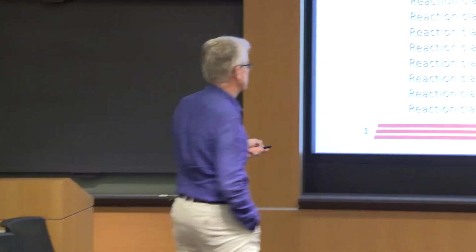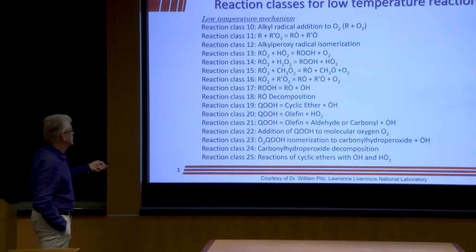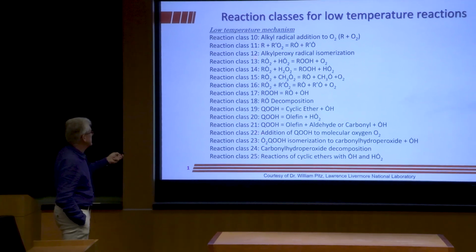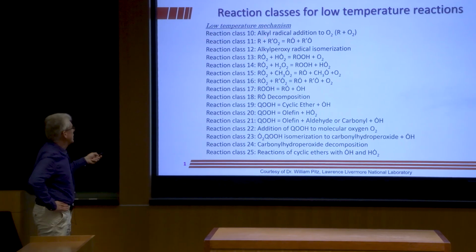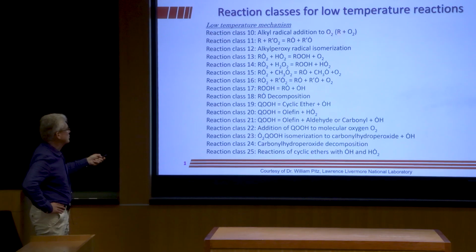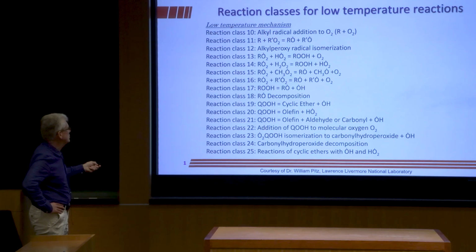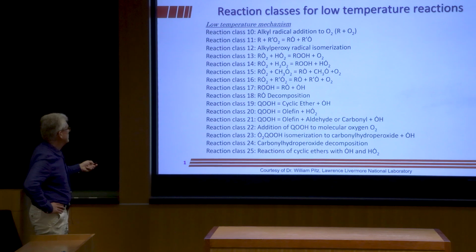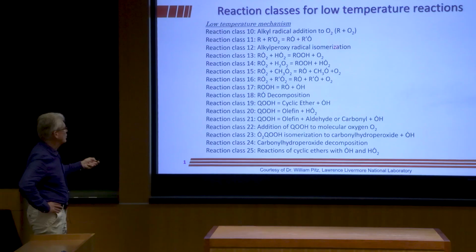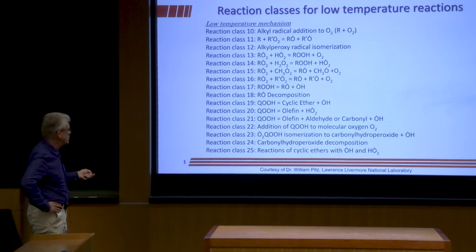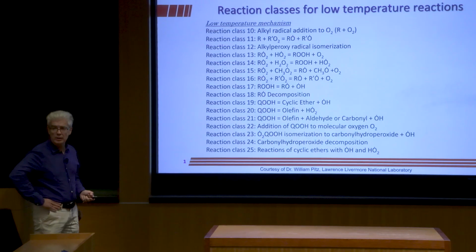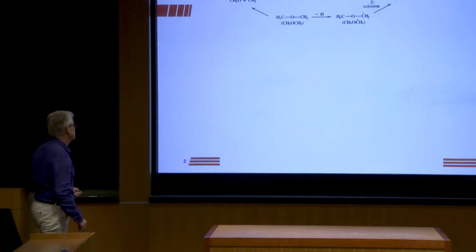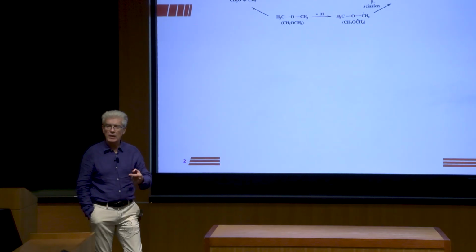So at low temperatures, as I said, we have these traditional additional 16 reaction classes, which gave us 25 reaction classes. So it involves allyl radical addition to O2, R plus O2. And then the reactions of RO2, one of the most important ones will be alkyl peroxy radical isomerization to hydroperoxy alkyl radical, QOH. And then the reactions of the QOH, giving you cyclic ether, olefin plus HO2, and then going on to give you chain branching. So they're all part of the low temperature class. And that was for alkanes.